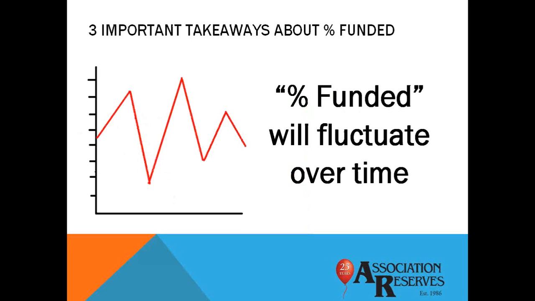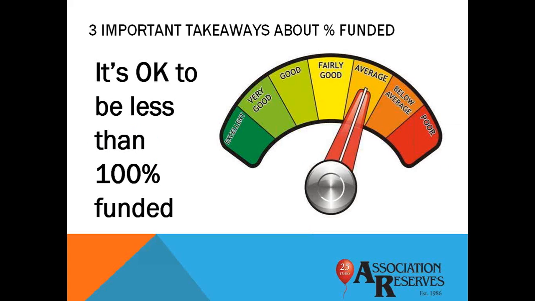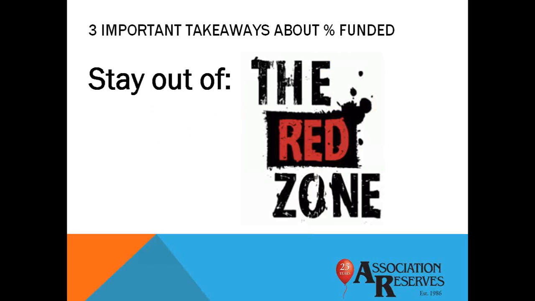Here's 3 important takeaways about reserve fund strength. Number 1, it's perfectly normal for the strength of an association's reserve fund to fluctuate up and down over time. We call it a sawtooth profile. And it is possible to be less than fully funded and still have a reserve funding plan that allows for the timely repair and replacement of your reserve components, successfully dodging special assessments. And number 3, the important point is to stay out of the red zone, the 0 to 30% funded range.